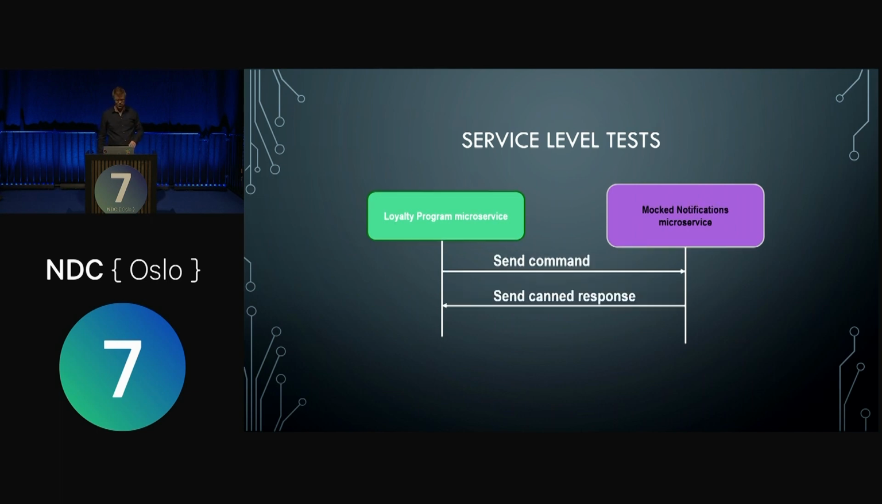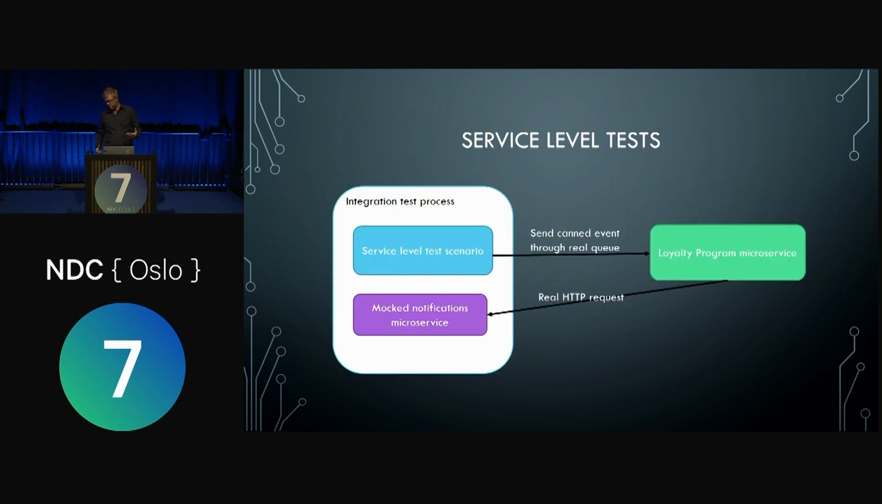And then the loyalty program sends a command over to a mocked version of the notifications microservice. And a command here really means it calls that post endpoint that the notifications service had. And then the mock that we have will just give a canned response back. It'll just say, okay, that's fine. And that's what we'll do for now. And of course, you can do lots more. You could have error scenarios. Maybe it's down, or maybe it can't find the user it's supposed to notify, and so on. You can test these scenarios out as well.